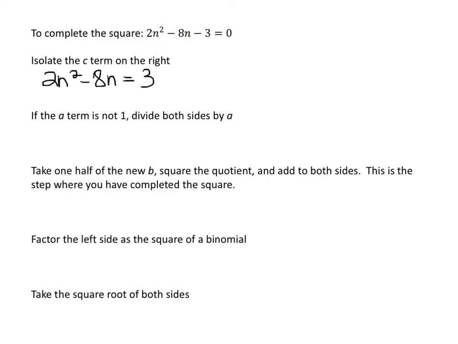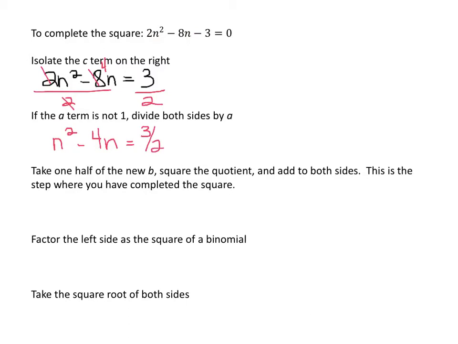The next step says that if the a term is not 1, divide both sides by that. So here a is 2. So we are going to have to divide this whole thing by 2. This cancels here and gives us a 4 here. So that becomes n squared minus 4n is equal to 3/2.